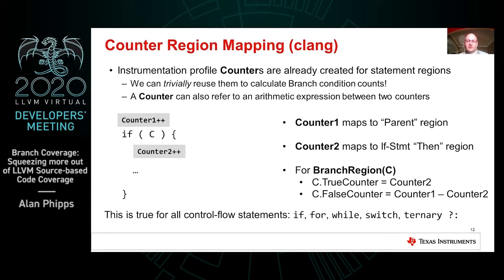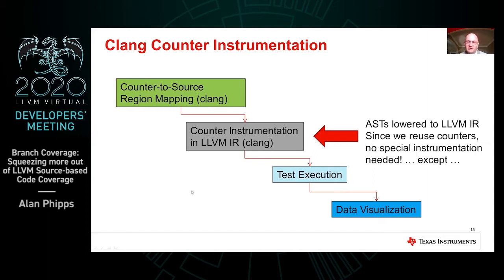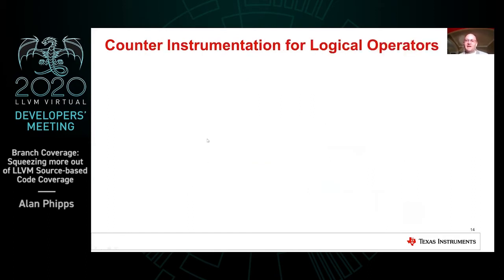So this is true for all control flow statements, actually. The counters are already there, so the data is basically already there. It just needs to be tied together. So what about instrumenting? Do I need to do something special here? Counter instrumentation in Clang happens when the abstract syntax trees are lowered to LLVM. Since I'm reusing the counters, I don't need any special instrumentation here. Well, there's one exception, and that's if I'm using logical operators.